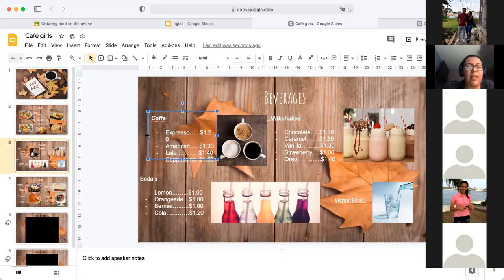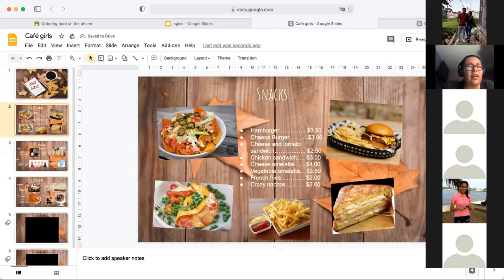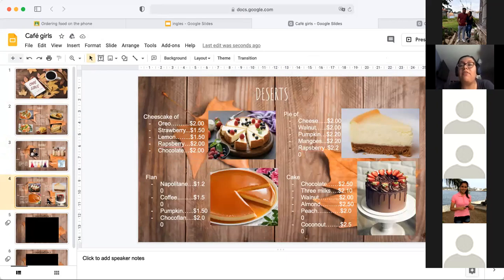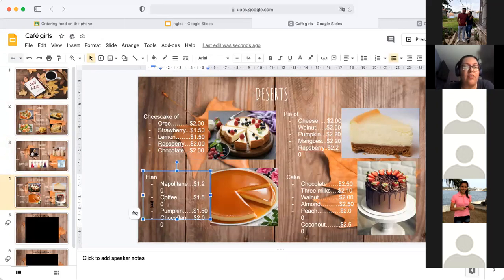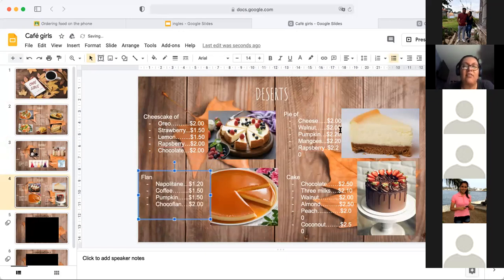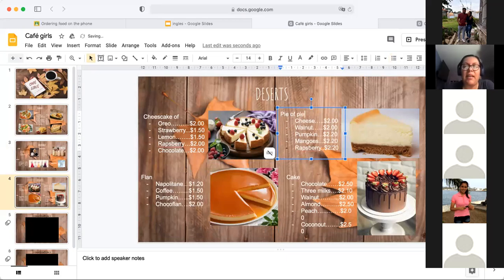Okay. It's basically coffee, sodas, milkshakes, American food, and desserts. Well, for desserts, they also have a lot of options. All right. They have cheesecake. They have pie. Yeah, I think here we're missing pie. Here it would be just pie. Cheese, walnut, pumpkin, mango, raspberry. All right.